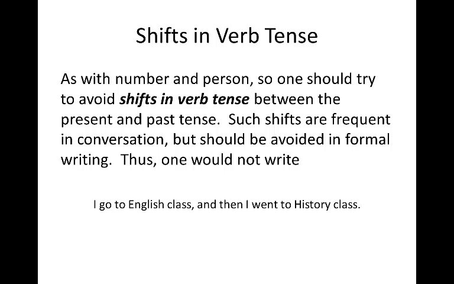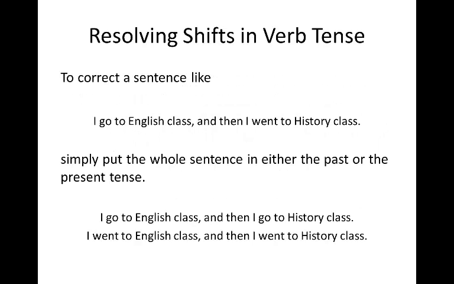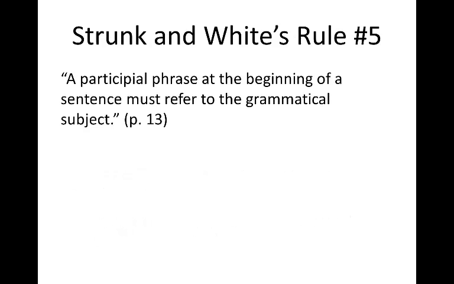Thus, one would not write, "I go to English class and then I went to history class." That would be a shift in verb tense. That would not work. To correct a sentence like that, simply put the whole sentence in either the past or the present tense. If you write, "I go to English class and then I go to history class," that's fine. If you write, "I went to English class and then I went to history class," that's fine too.